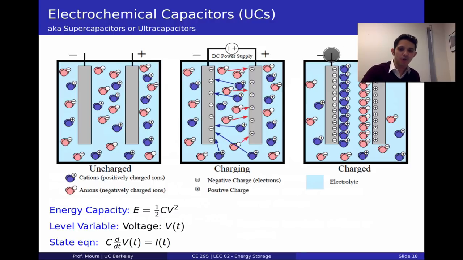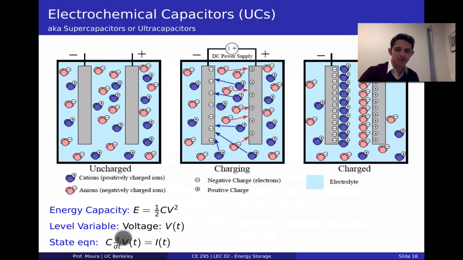And there's a voltage that's fixed across this capacitor. So the energy capacity is given by this capacitor equation, 1/2 CV squared. And the level variable is the electric potential or voltage across these two electrodes, V. And the state equation is actually what you've seen in your homework, and I've described it in class. It's C times the time derivative of V gives the current.